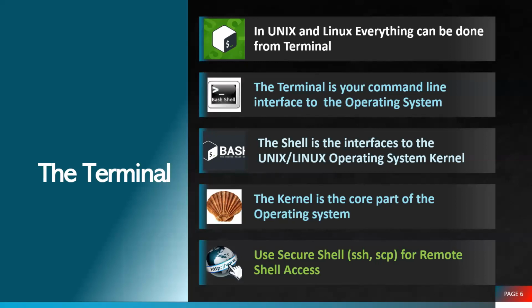The main part of the operating system is called the kernel. The kernel is the core part of the operating system. The shell is the interface to the Unix operating system kernel. So when you're talking to the kernel, you have to make a request as a regular user, and then on the shell, you issue the command saying, I want to read this file, or I want to access that file.